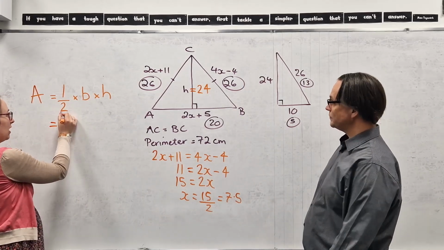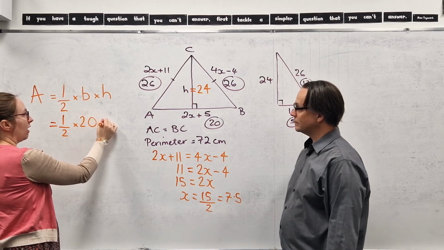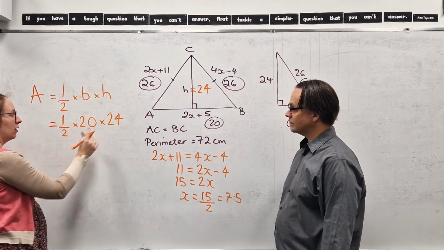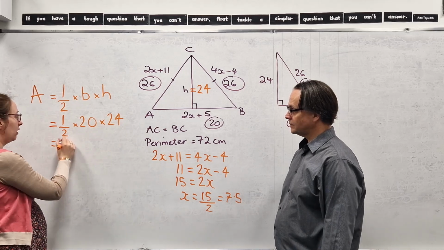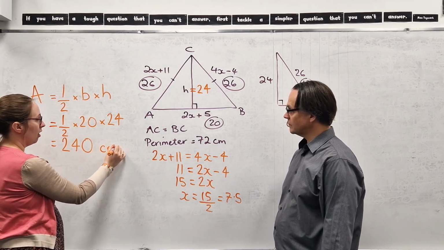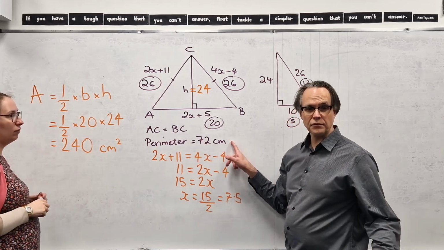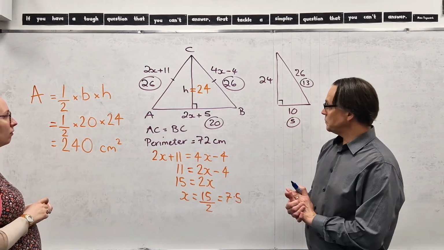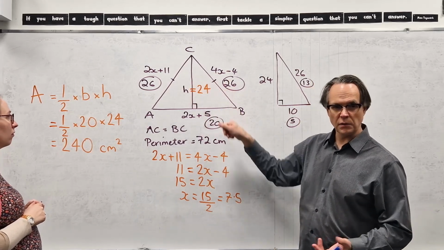So now we can just plug it into here. So we've got a half times the base, which was 20, and then the height is 24. So a half times 20 is 10, and then 10 times 24 is 240. So we have 240, and the units are centimetres squared because it's an area. So we didn't need that after all, that was kind of irrelevant. But I suppose it is helping us to check that we've got it right. We can use it for that.